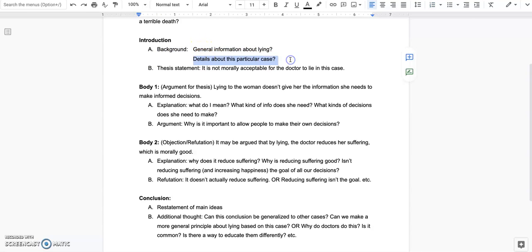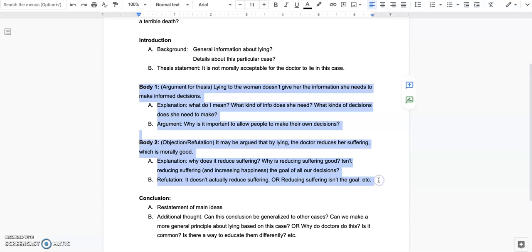Or maybe you want to just explain this particular case in as much detail as you can, presenting the alternatives, either lying or telling the truth, so that your reader can see that there are 2 choices here. The body, as is always the case, is where you make the argument in favor of your position.